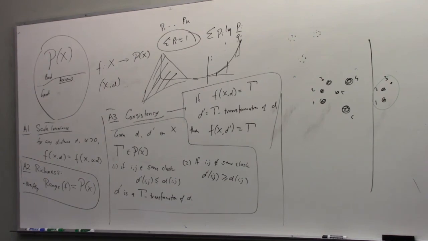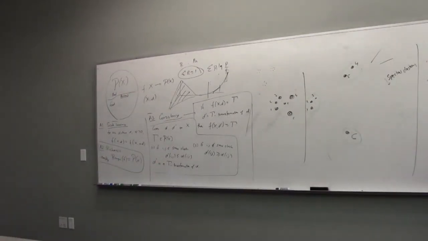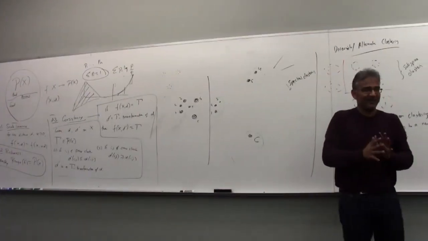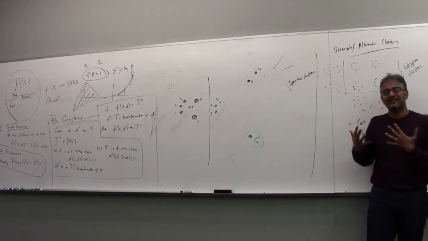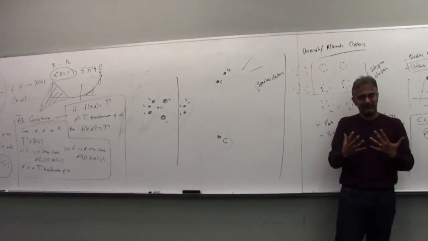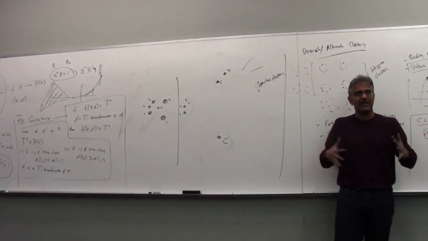All right, so the world is divided into two kinds of people: those who like axiom systems and those who don't. I'm in the category that does not like axiom systems, so I'm not going to talk about this much more. But I thought it's interesting to see that people have actually tried to think in a more principled way about how to reason about clusterings.